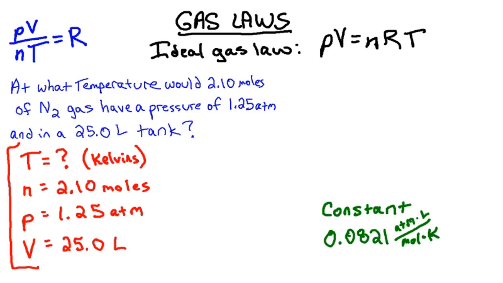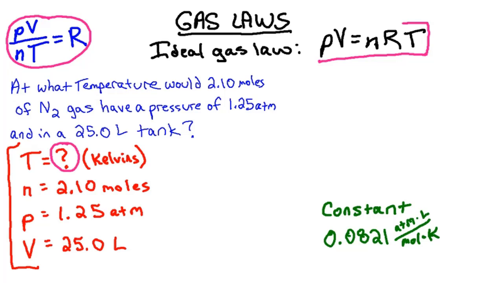So if we use the ideal gas law of PV equals nRT, or as I put it up here on the left, PV over NT equals R, that's the original formula, but we converted it into PV equals nRT just because this is how you're normally going to see it. So we're looking for T in this. Our question mark is for the temperature. What temperature in kelvins is all of this going to take place?